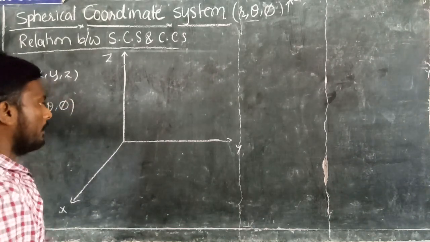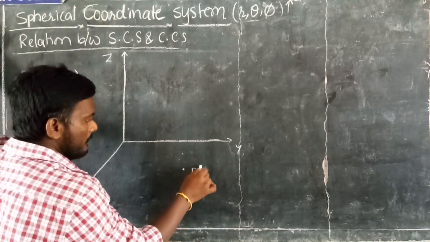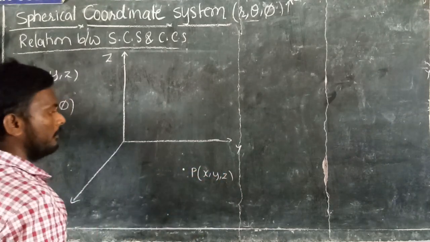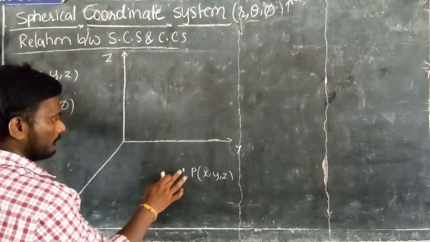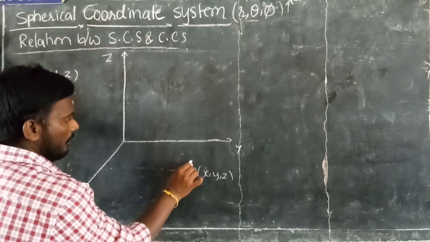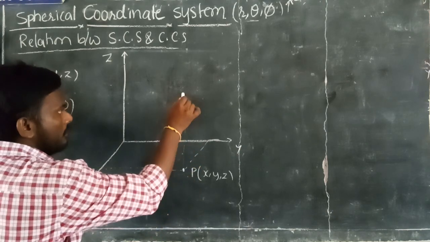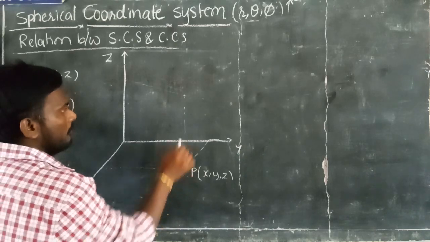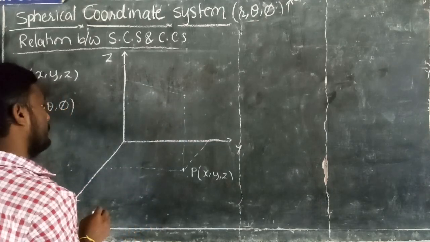Now imagine that your point is at this location. It is a point P, with coordinates x, y, z. So how do you represent this point? It has x units distance on the x axis, y units distance on the y axis, and z units distance on the z axis. That means this is the point. This is z units.